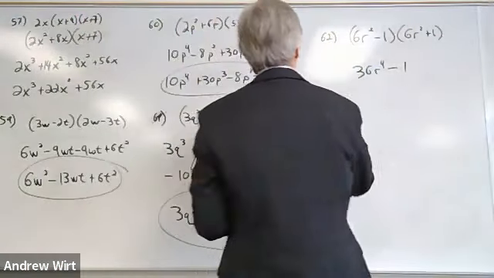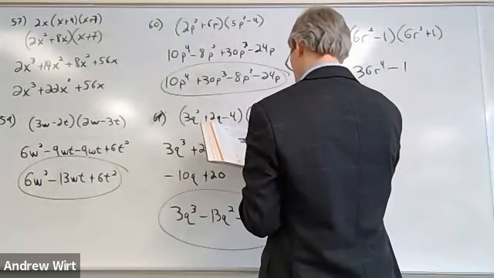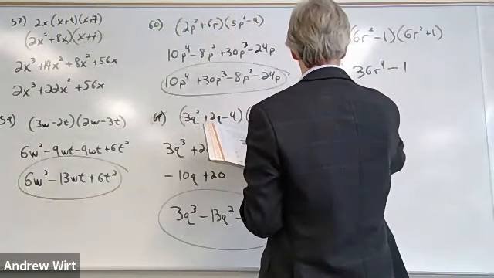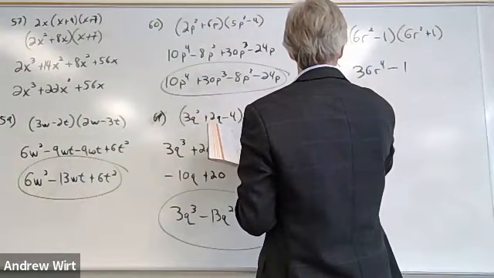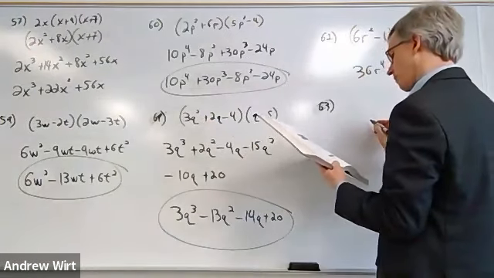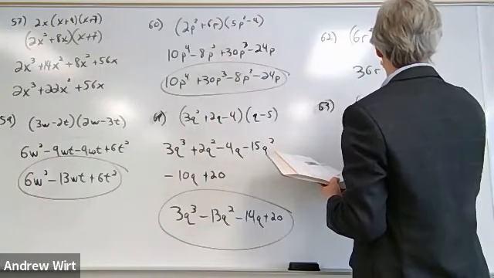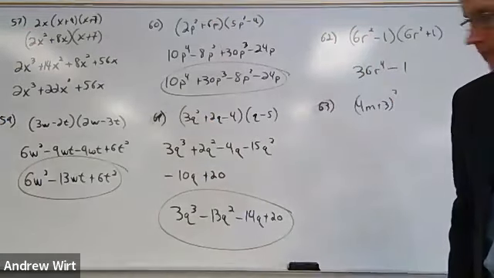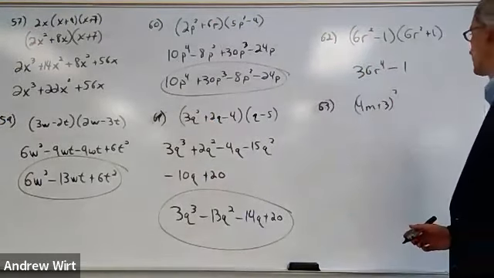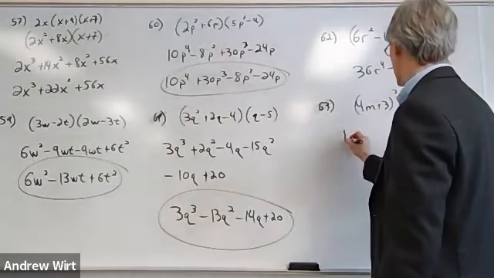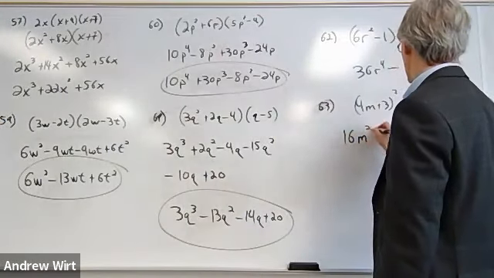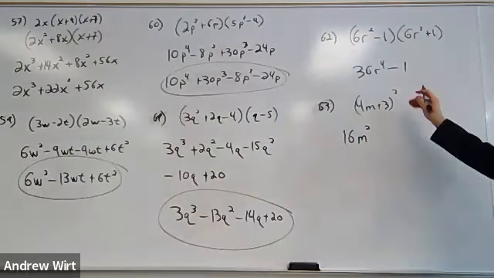64. 63. All right, 63. 4m plus 3 squared. All right, so this will be a perfect square trinomial. So we square the first. It's 16m squared. And of course, you can just do this by foiling.